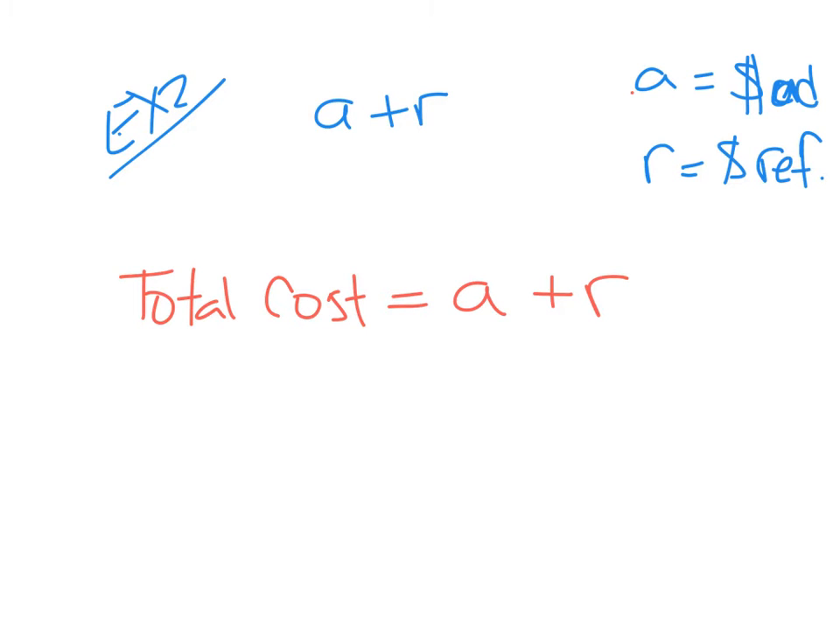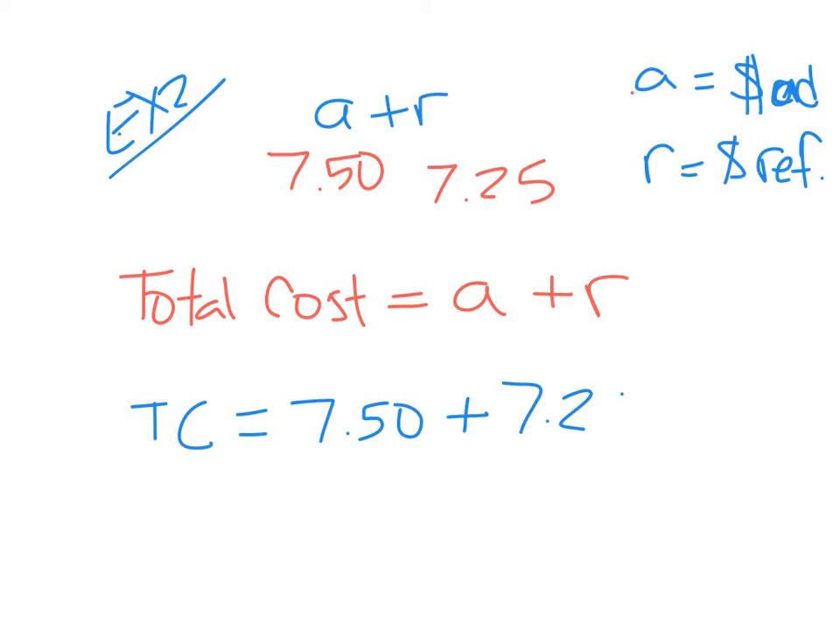Well, we know that A was what? $7.50. And refreshments was $7.25. So I'm going to say total cost is $7.50 plus $7.25. So then my total cost is $14.75. Am I finished? This is a word problem, so there's one other thing I need to do, which is label it. This one's easy because it's money, so I just put a big old dollar sign in front.